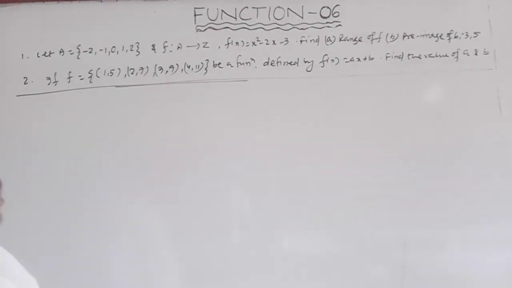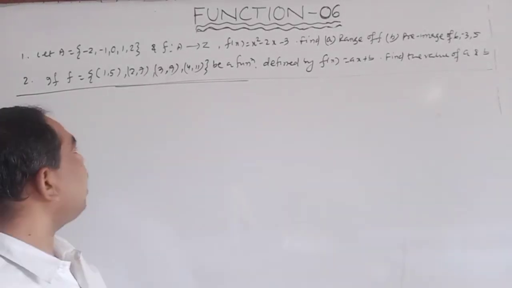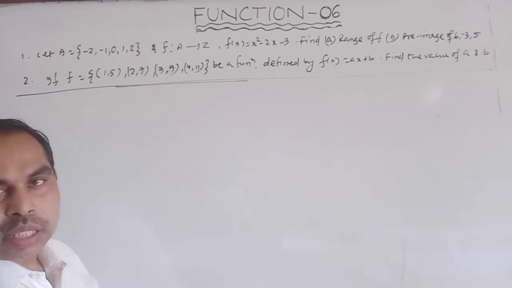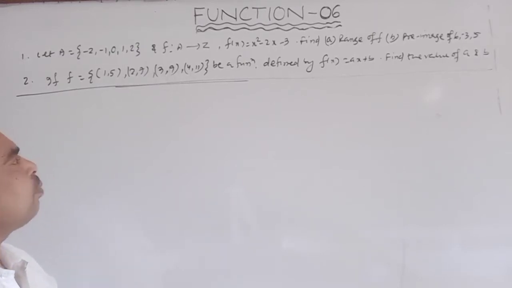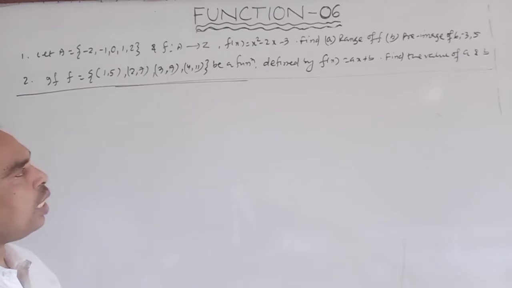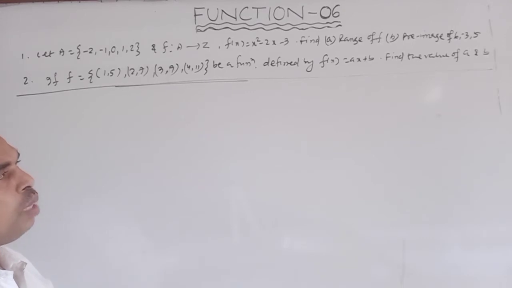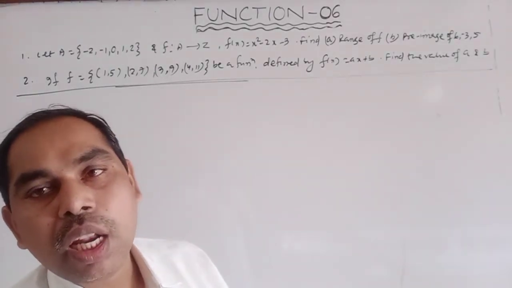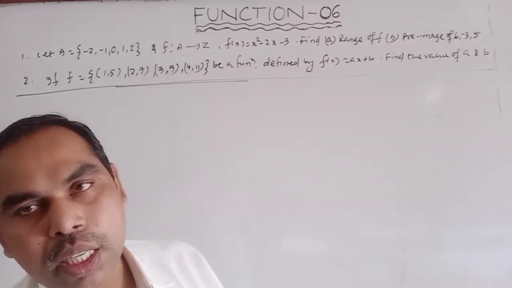Question number 1: let A be the set {-2, -1, 0, 1, 2}, and the function f from A to Z is defined by f of x is equal to x square minus 2x minus 3. Find the range of f and the pre-image of 6, minus 3 and 5. To find the range of f: range means the set of all outputs of the inputs.